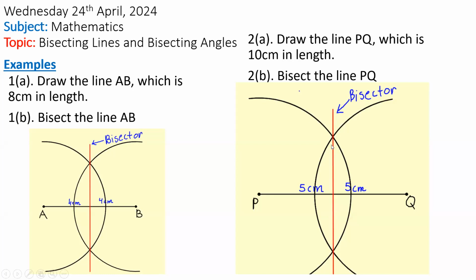So you draw an arc, the first arc, then you draw another arc, and then you draw a line in the middle. That's how you bisect lines. Reagan, do you understand this? Yes, sir. Very good.